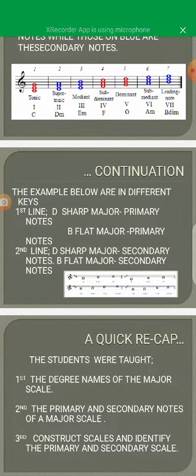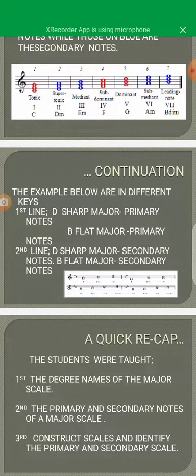Now go to the second line. The second line to the left, the key there is D sharp major because it has two sharps. But check what notes are there. You're going to find out it is note 2, which is the supertonic, note 3, which is the mediant, note 6, which is the submediant, and note 7, which is the leading note. Check the right hand side. It's also on key B flat because it's having two flats and is also a secondary note.